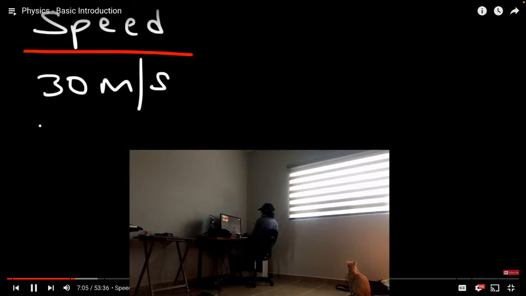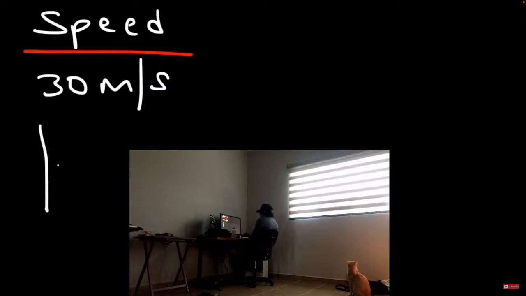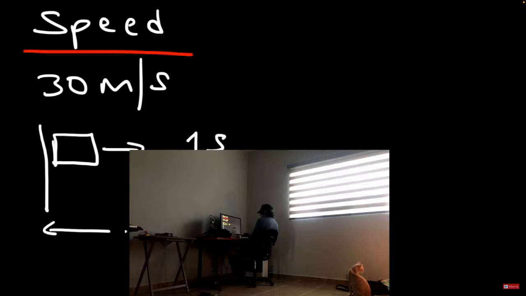So let's say this is the starting line, and I'm going to use a box to represent a car. And the car is moving in this direction with a speed of 30 meters per second. So 1 second later, the car will have traveled a total distance of 30 meters. 2 seconds later, it's going to travel another distance of 30 meters, so for a total distance of 60 meters.